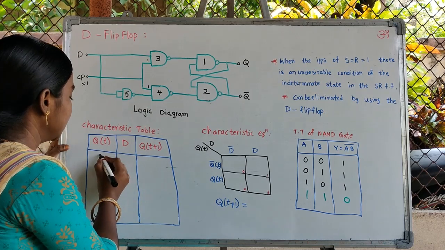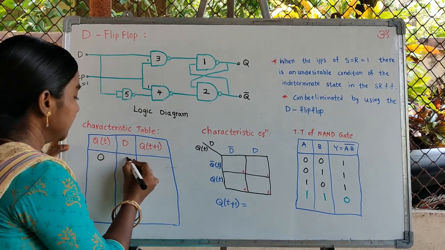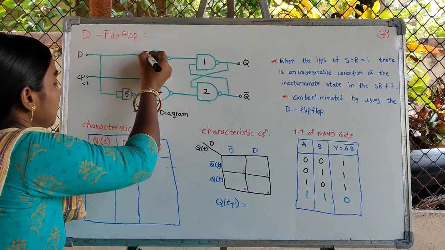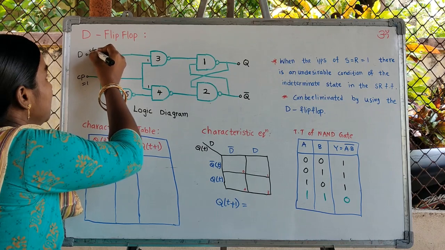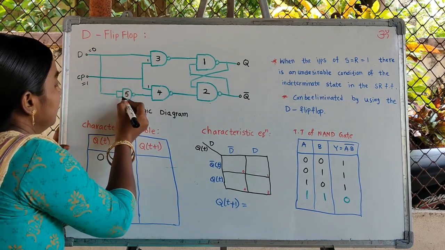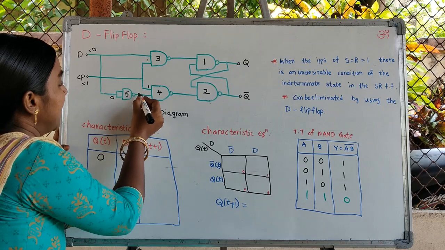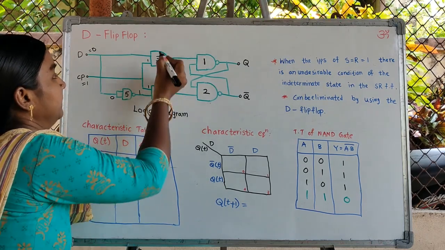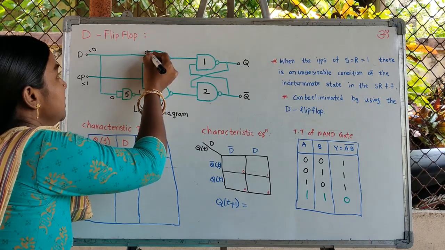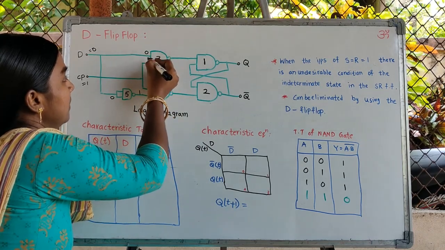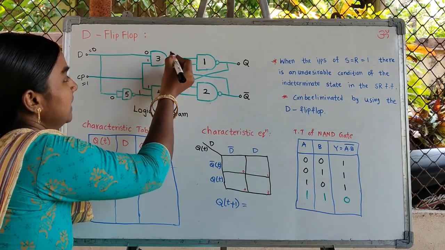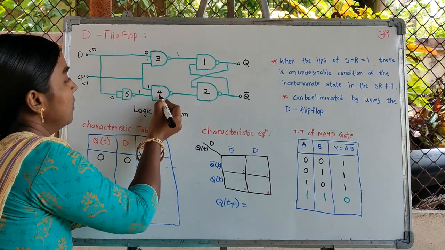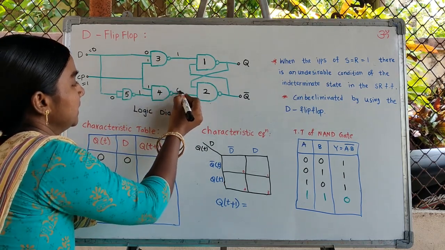So here when we are considering present state equal to 0, D input equal to 0, here we are applying D input equal to 1 here, D input equal to 0 here. So by applying 0 for the fifth NAND gate, we are going to find the complementary of 0 equal to 1. Here we may get 0, 0 and 1 for this third NAND gate. The output of this third NAND gate is going to be 1 here. The fourth NAND gate output is going to be 0 here.